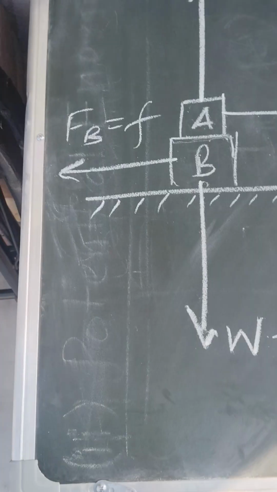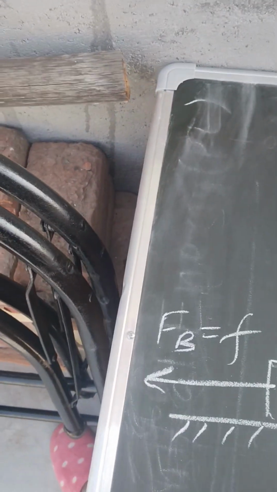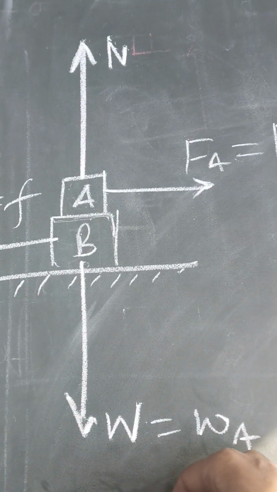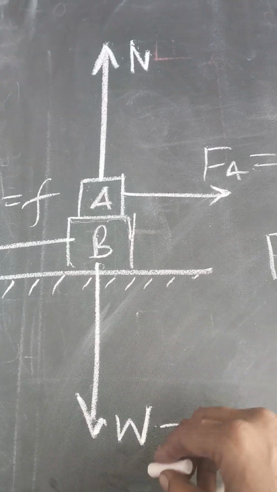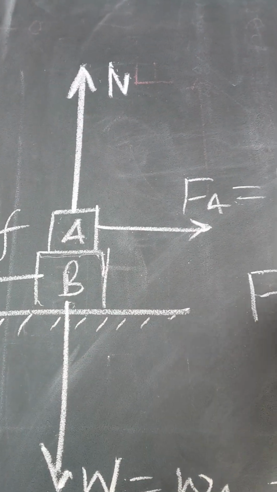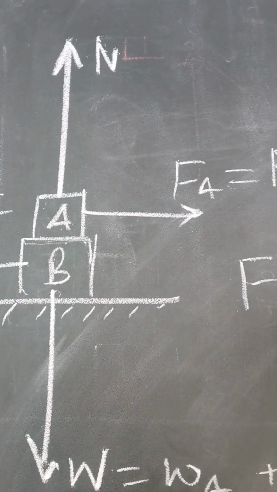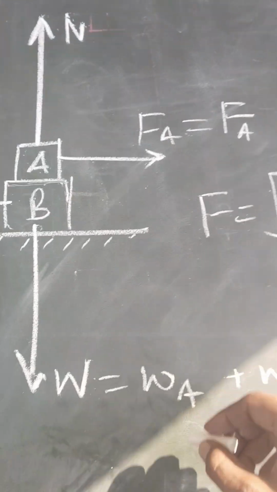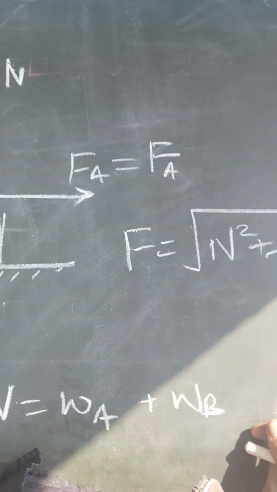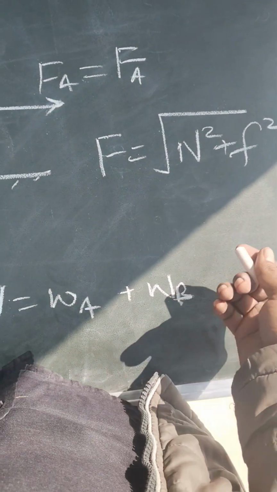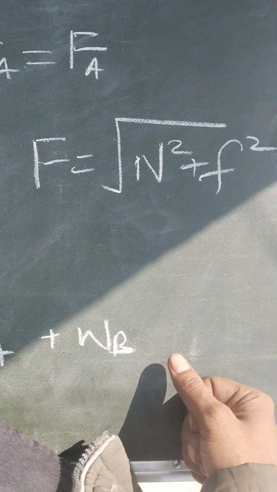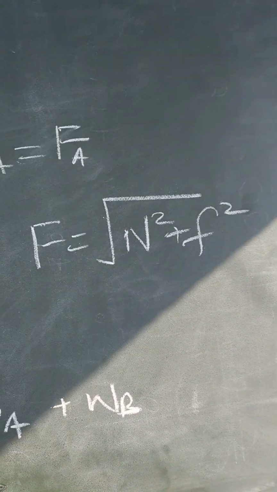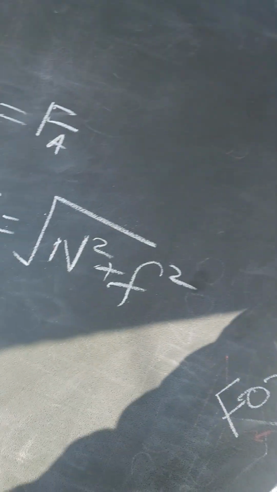One more thing I want to tell you is what the net force is through which this displacement happens. So suppose this is F. We need to find it. This F comes out to be the square root of the normal reaction squared plus the friction squared. So you want to know why this force has this kind of formula. Let's try here.